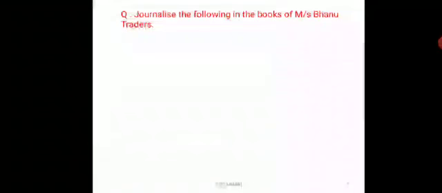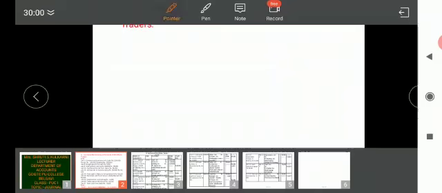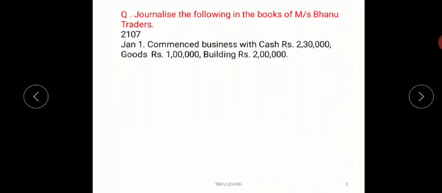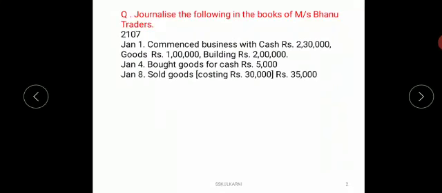Journalize the transactions in the books of Messrs. Bhanu Traders. Year is 2017. January 1st commenced business with cash 2,30,000, goods 1 lakh and building 2 lakhs. 4th January bought goods for cash rupees 5,000.